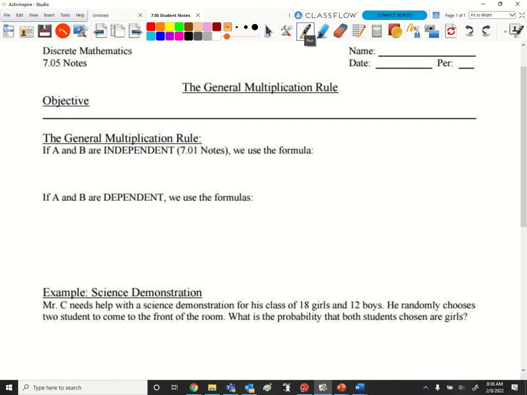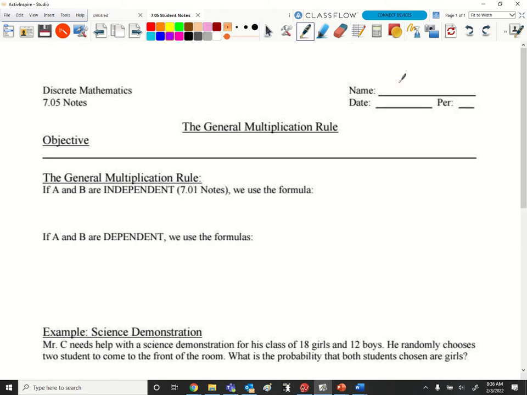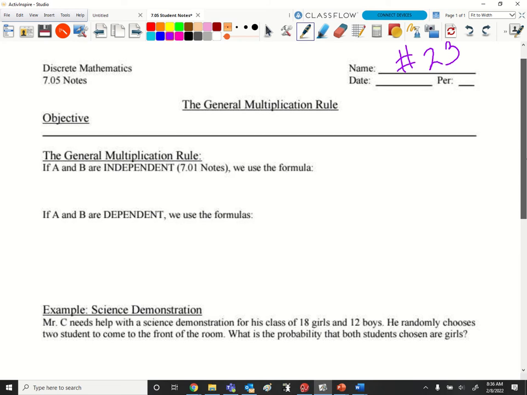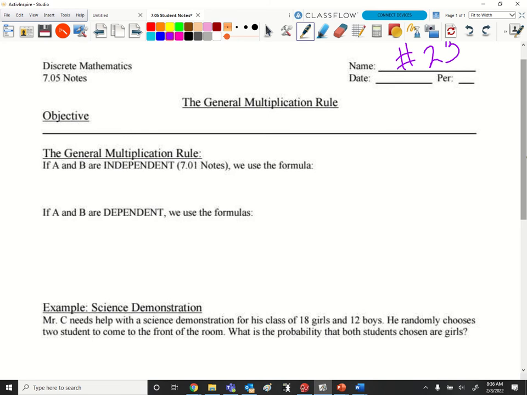It's boring class. Anyway, so page number is going to be 23. Thank you very much. And general multiplication rule for you people. So we have independent and dependent. So first thing I'm going to do is talk about the difference. So independent means one thing doesn't refer to the other. That's independent. Yeah? Okay, so this is an example of dependent.